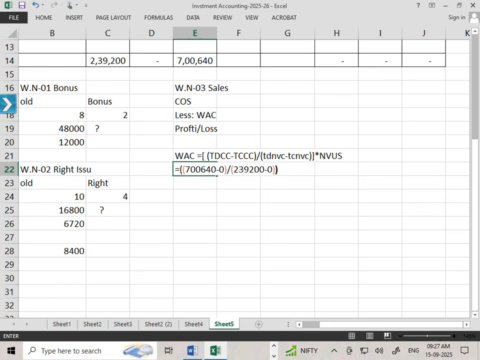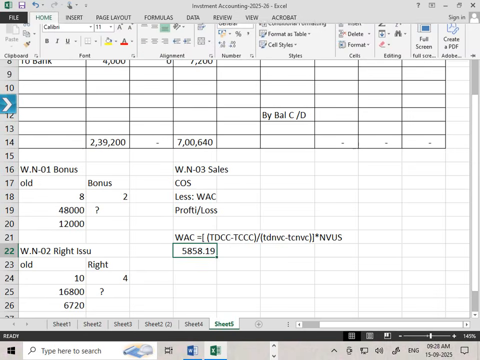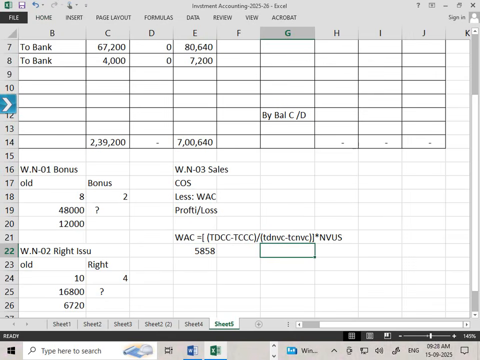And the whole multiplied by nominal value of units sold. How many units sold? 200. So 200 multiplied by 10, 2000. So multiply by 2000. How much does it come to? Have you calculated? 5858.19. I will take only 5858. So weighted average cost is 5858.